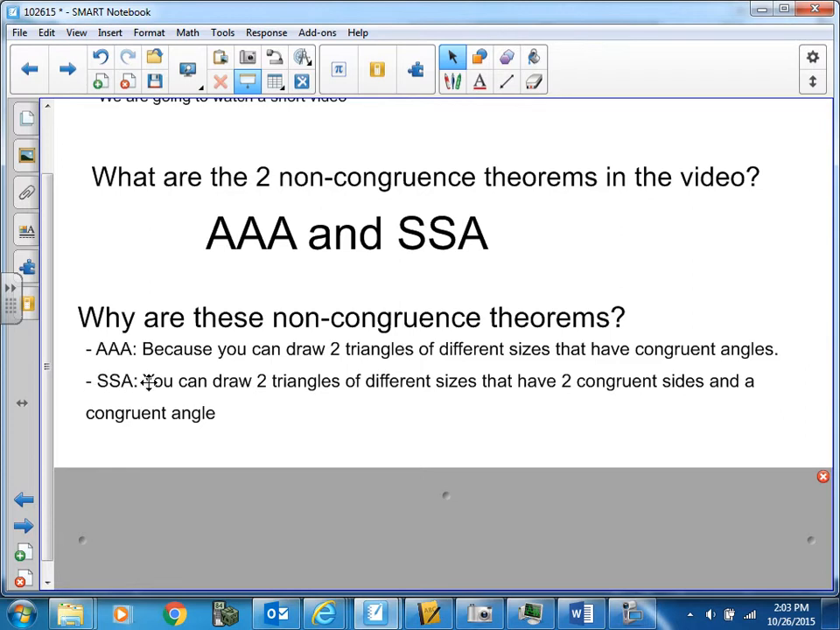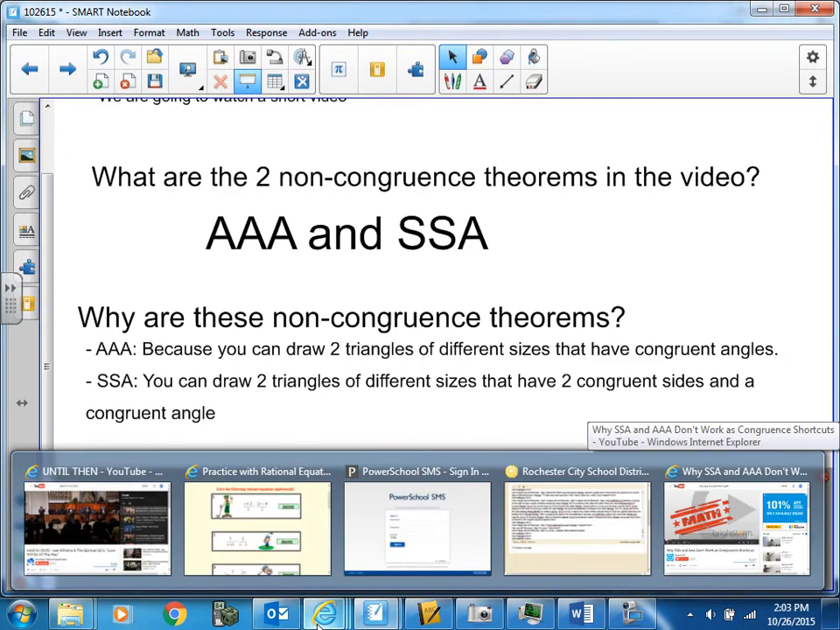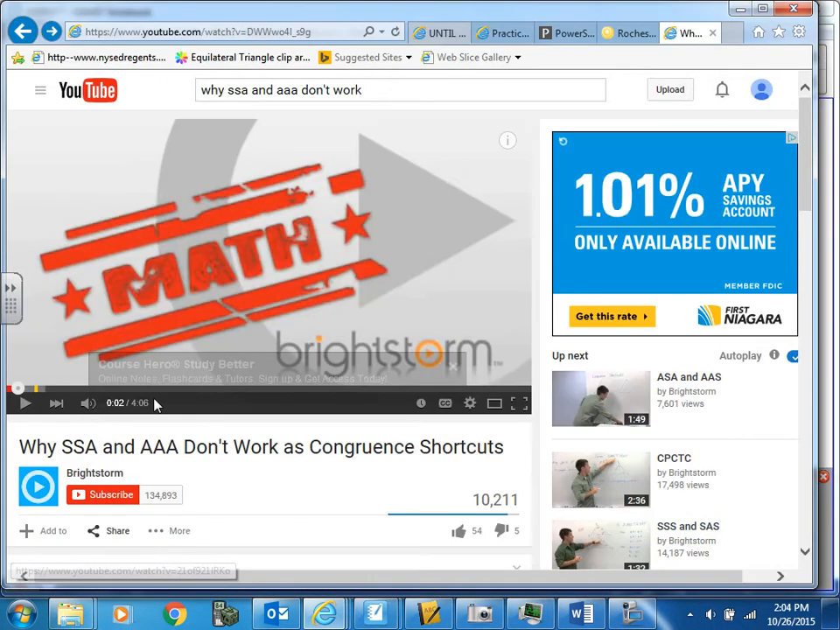Also, side-side-angle doesn't work for the same reason. You can draw two triangles of different sizes that have two congruent sides and a congruent angle, and they would not be congruent. If they are different sizes, they wouldn't be congruent by definition. So I'm going to go to a video where I think a teacher does a good job of explaining it. Sometimes it helps to hear a different voice. So I'm going to go to this video and watch how he explains it.